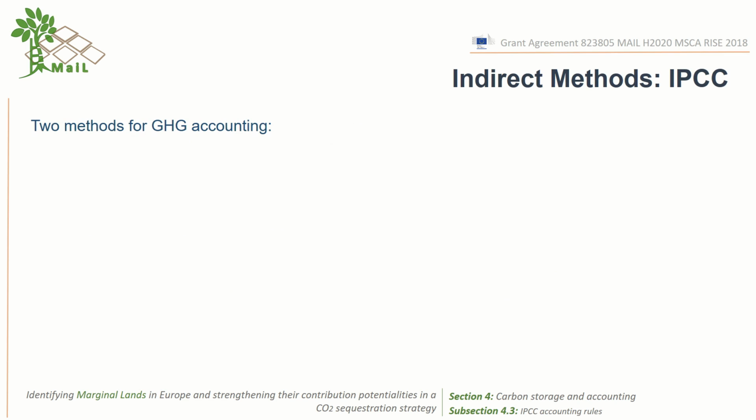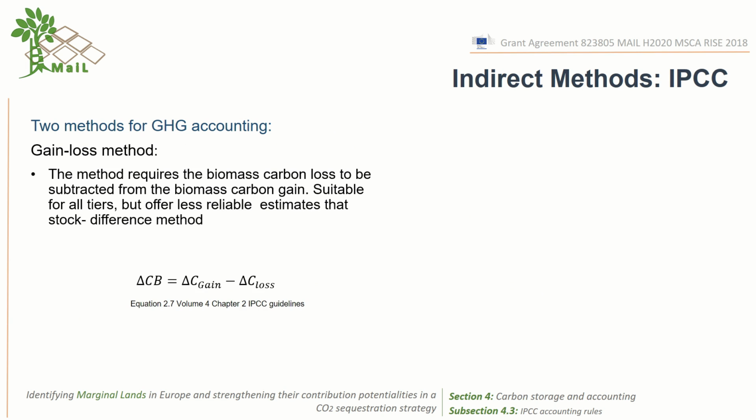As we have introduced before, the IPCC proposes 2 methodologies for assessing and reporting greenhouse gases emissions. These methodologies are the gain-loss method and the stock difference method. The gain-loss method assesses the change by subtracting the biomass carbon loss from the biomass carbon gain.